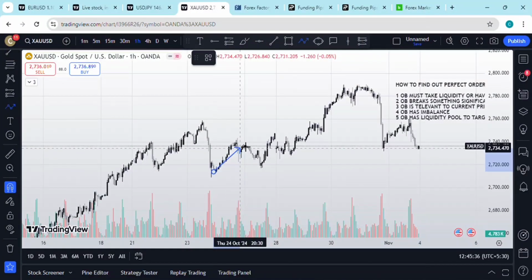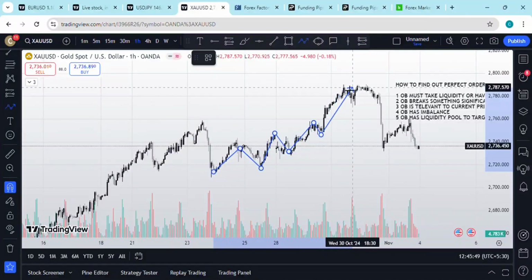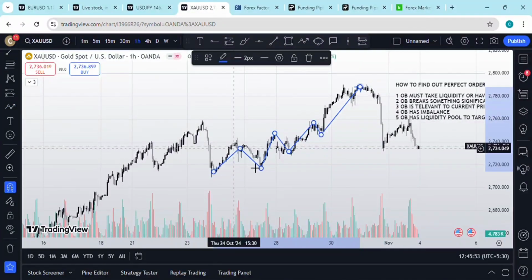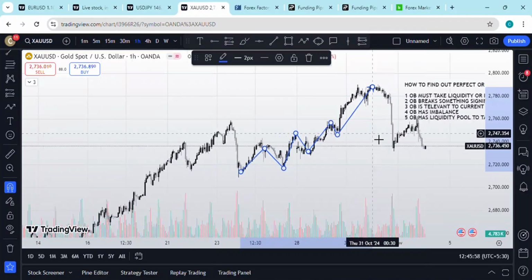Higher high, lower high, higher low, higher high, higher low, higher high, higher low, higher high. See, boom. Here there was a change in trend. So trend can change after reacting from liquidity.